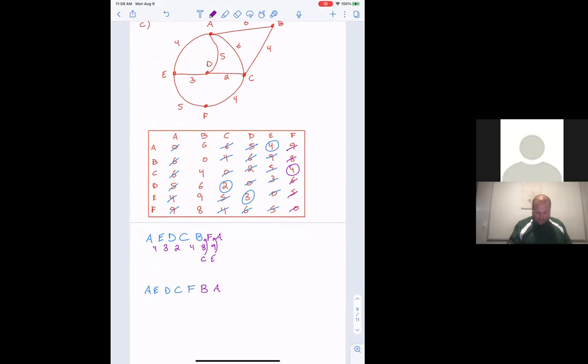path, which gives us a weight of 4 plus 3 is 7, plus 2 is 9, plus 4 is 13, 21, that's a weight of 30. So that's an upper bound of 30.